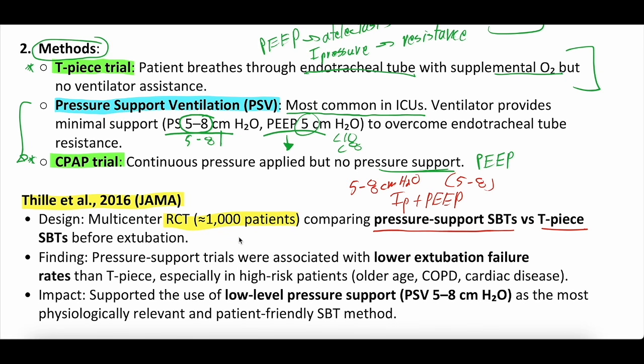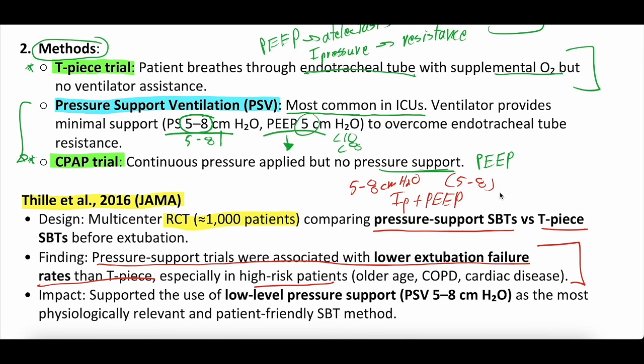oxygen. And what they found in this was that pressure support trials were associated with lower extubation failure rates than the T-piece trial, especially in high-risk patients, older folks, COPD, cardiac disease. And that's really interesting, right? Because it's saying that in patients you did the T-piece trial on, you were more likely to have extubation failure. And you start to wonder, is that because you took away the PEEP and everything, and that patient got atelectasis and lobar collapse and all that jazz, and then you extubated them, and they had more trouble remaining extubated?